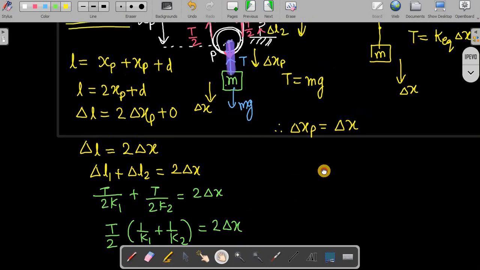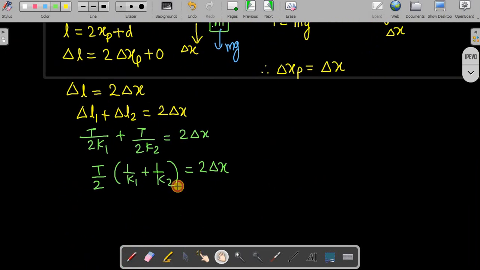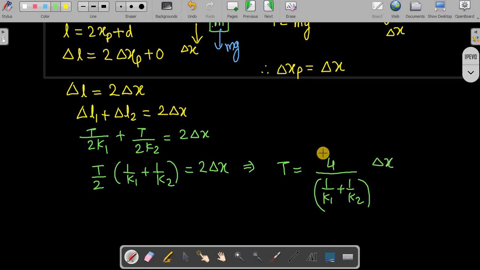Now we want to bring it to the same form, T is equal to k equivalent into x. So if you simplify, the 2 will go to that side and it will become 4, since 2 gets multiplied. Then this will become T equals 4 over 1 by k1 plus 1 by k2, into delta x. Now you compare: this factor is k equivalent.